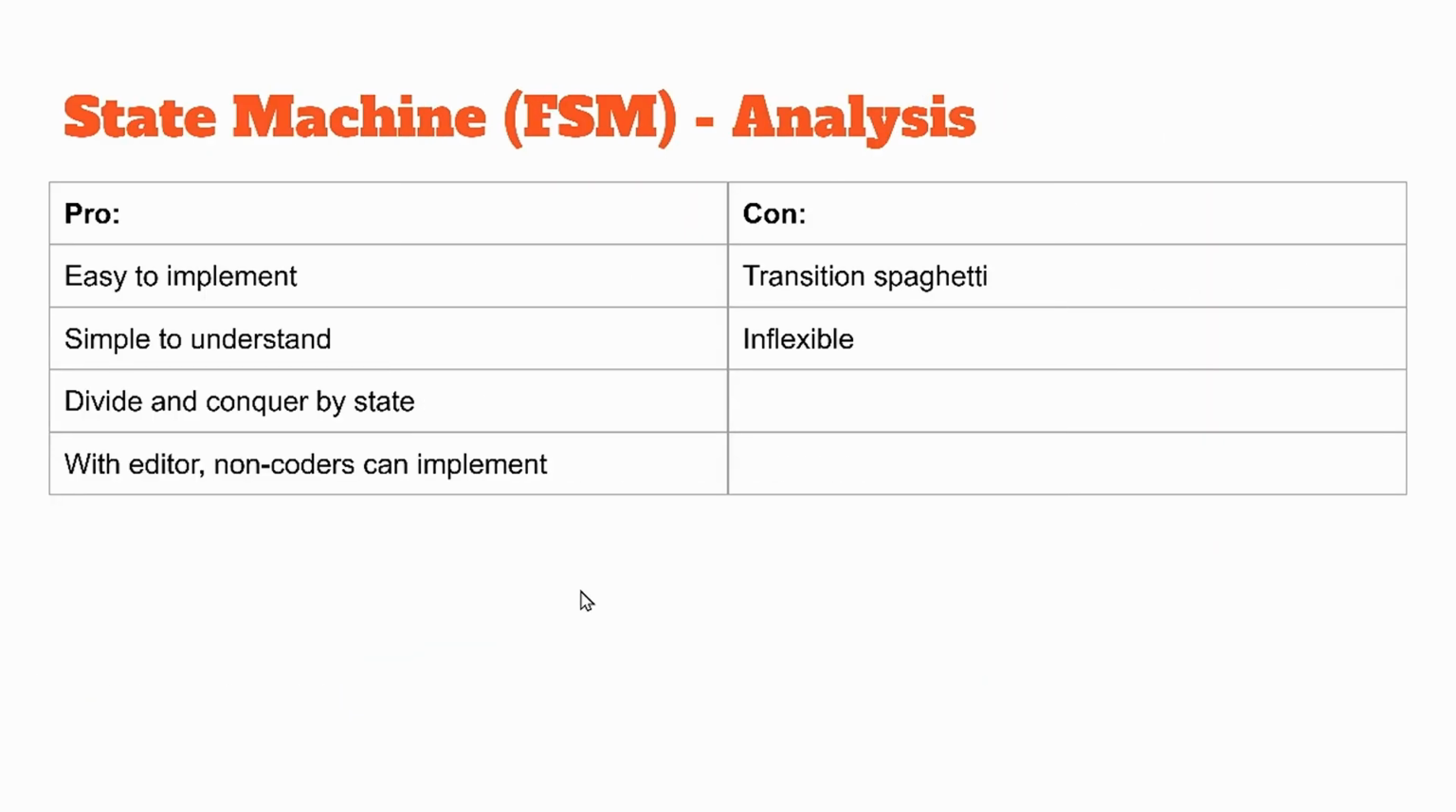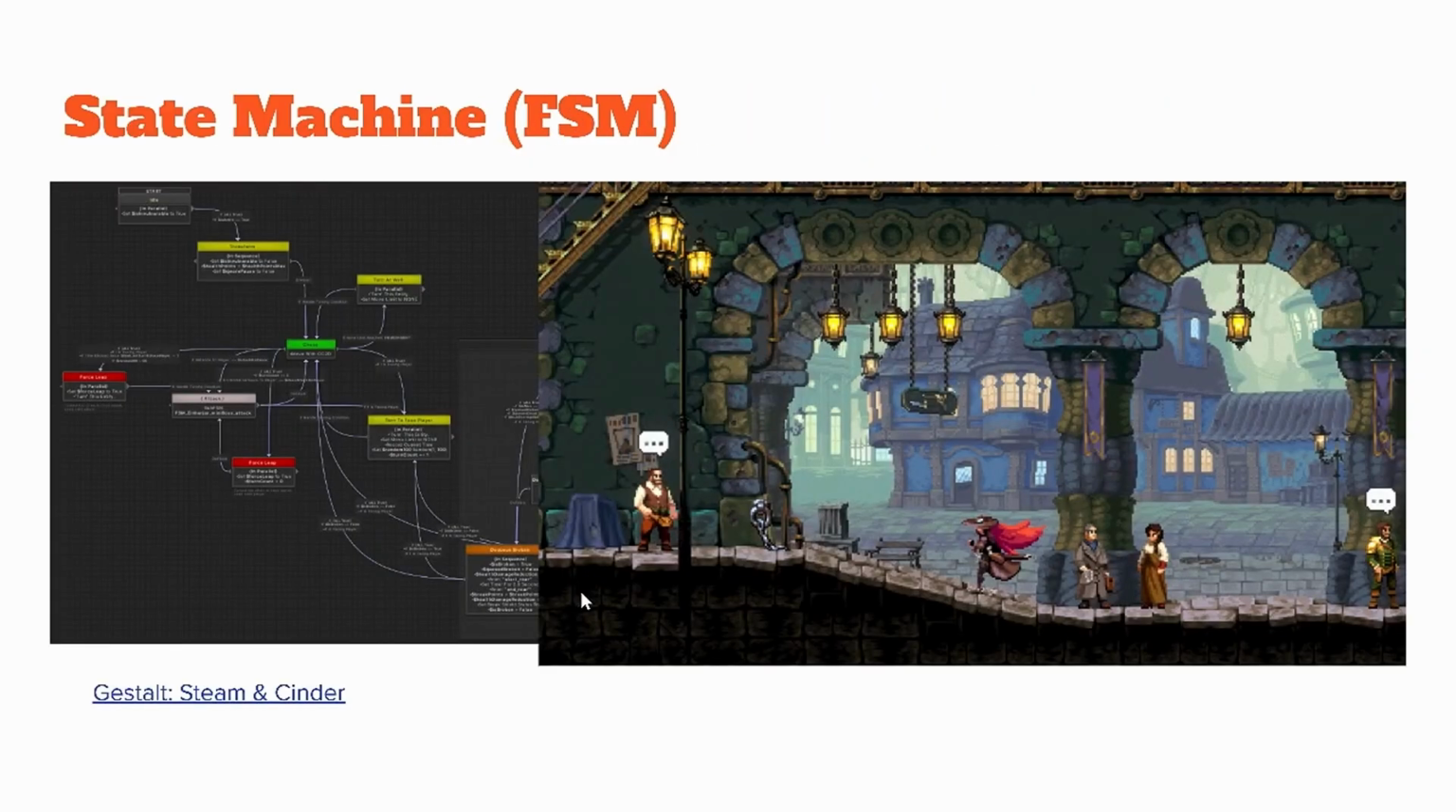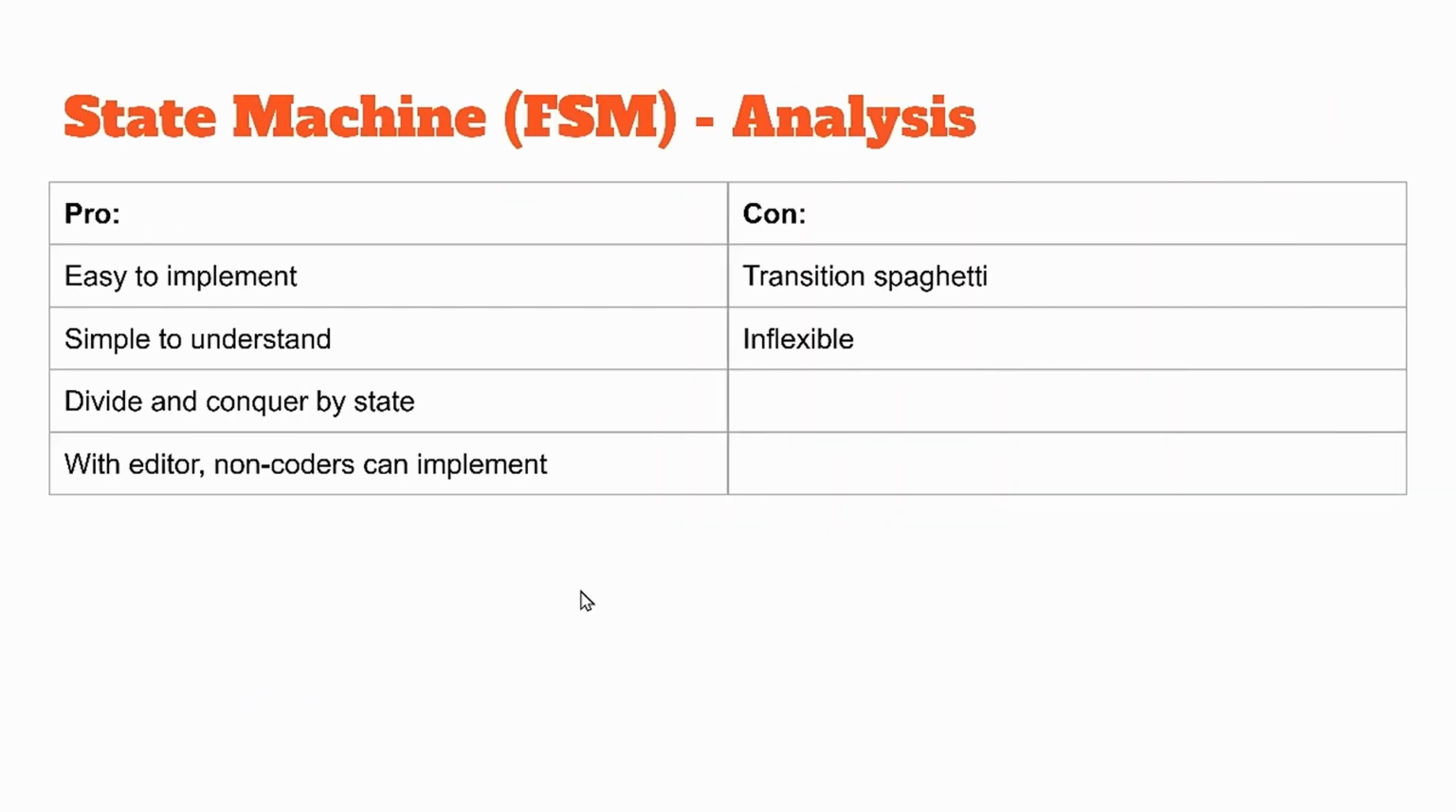But the cons are that when you have a lot of states that have a lot of transitions, you can get what's called transition spaghetti. I'll go back to that one. You can see here that there are a lot of arrows pointing from state, and this is for a relatively simple but smart agent. So if you had twice as many states and they were all transitioning to each other, it gets a little bit messy. And it's not particularly flexible because it just has these rules to always go from state to state.